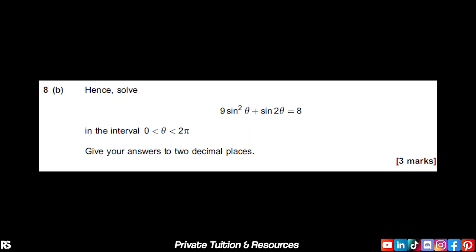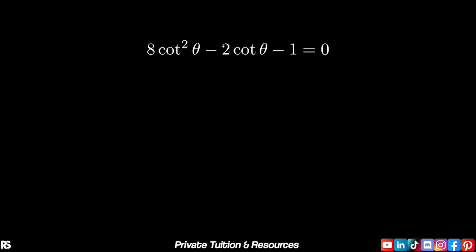Question 8b then asks, hence solve 9 sin squared theta plus sin 2 theta equals 8 in the interval theta is greater than 0 but less than 2 pi, giving our answers to 2 decimal places. First, we remember we've already written this into the form 8 cot squared theta minus 2 cot theta minus 1 equals 0. This equation is really a quadratic in disguise, which we can factorize to the following.